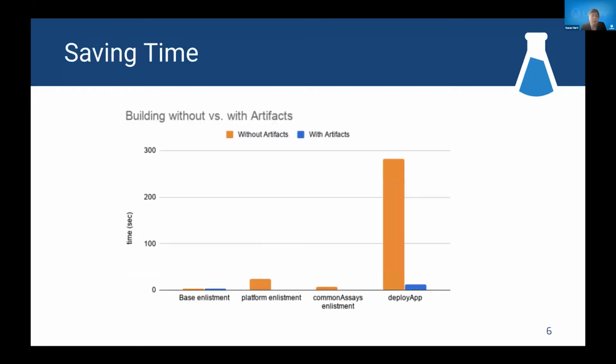Now, just to give you a sense of the time difference, this is not scientific data that we're going to publish any papers about, but it is based off of numbers that I gathered from this machine. And so you can just see the significant difference in time. Of course, in all cases, we have to have the base enlistment. If you're not building with the artifacts, then you get the platform enlistment and the common assays enlistment. And then, of course, the biggest difference is when you do the deploy app, like how much time do you spend actually building?